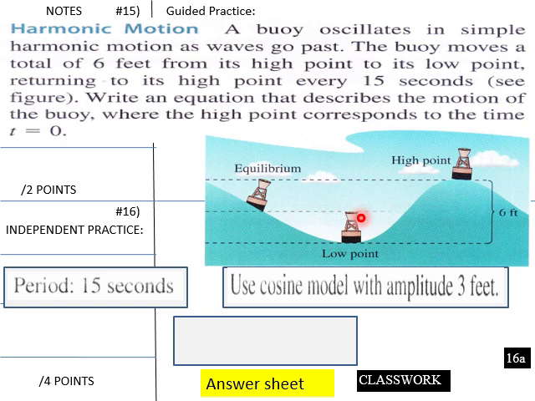Period will be 15 seconds from our high point to our high point. So high point over to our high point would be 15 seconds, and then d equals 3 cosine of 2 pi over 15 t will be the function that would model this real life situation.